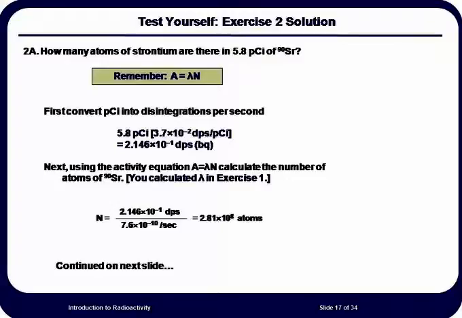Next, using the activity equation, activity equals lambda N, you can calculate the number of atoms of strontium-90. If we do that, you should have gotten 2.81 times 10 to the 8th atoms. If not, please go back and try to do this calculation again.